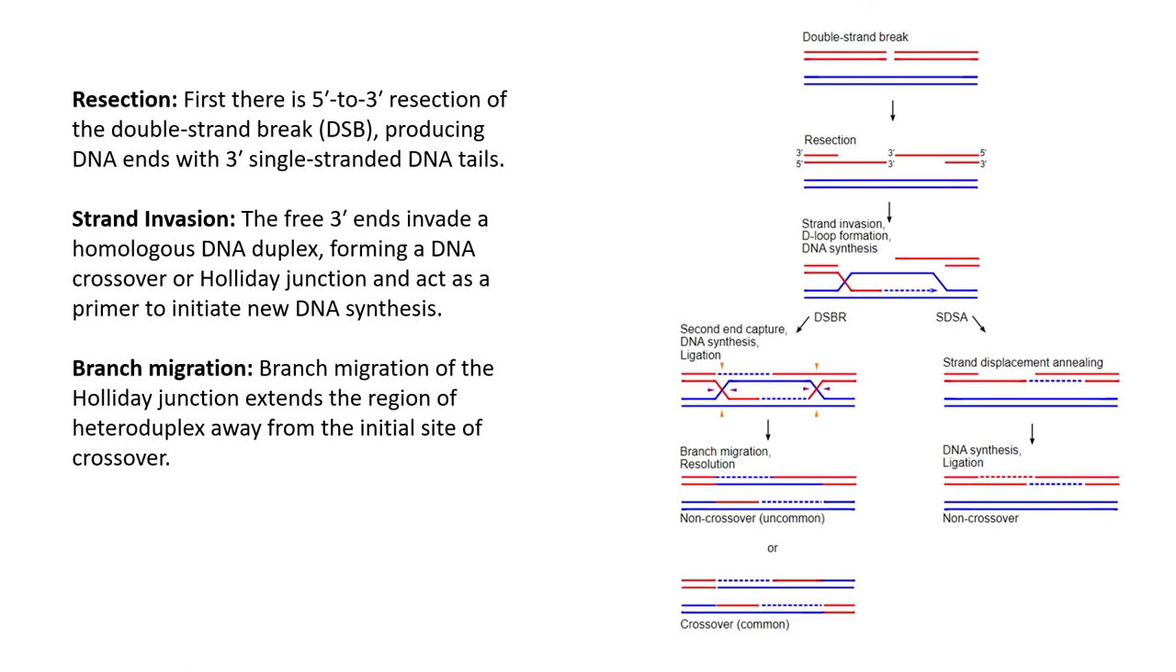First, there is a 5' to 3' resection of the double strand break, which produces DNA ends with 3' single-stranded DNA tails. This is followed by strand invasion. The free 3' ends invade a homologous DNA duplex, forming a DNA crossover or Holliday junction, and act as a primer to initiate new DNA synthesis.